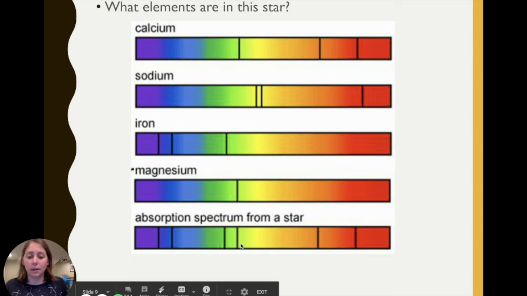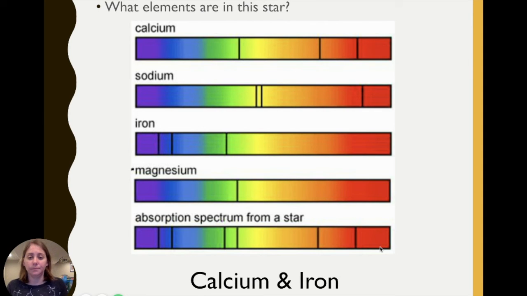Now I have some other lines. That means I'm not quite done yet. I could have magnesium, but magnesium doesn't have these 2 other lines. Let's follow this up. I see a line here, calcium. And if I follow that red up, another line. Let's double check this one. That one matches. So this element or this star would have calcium and iron in it.